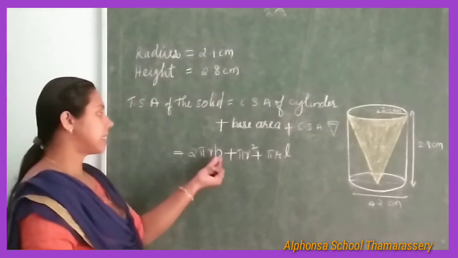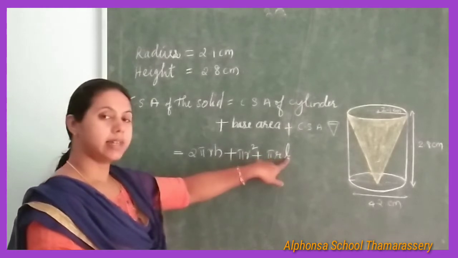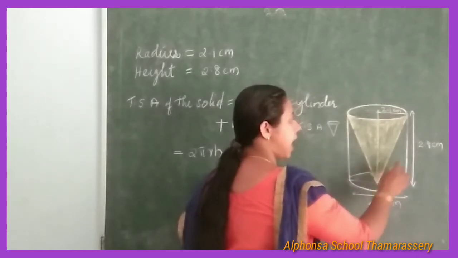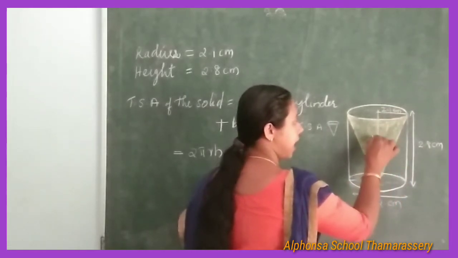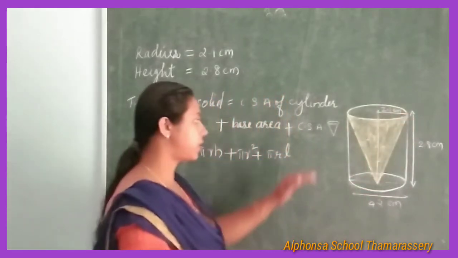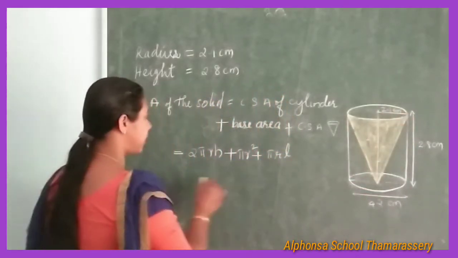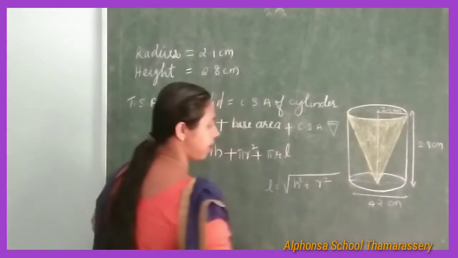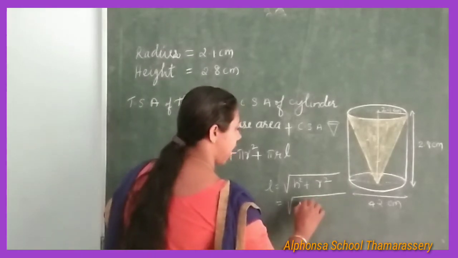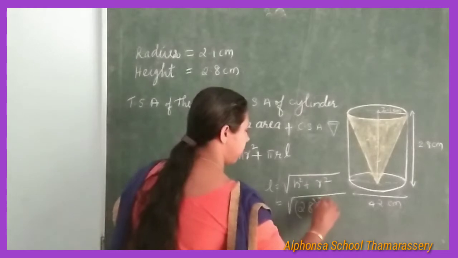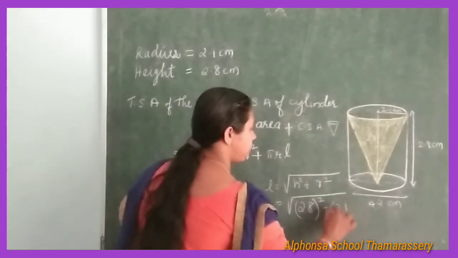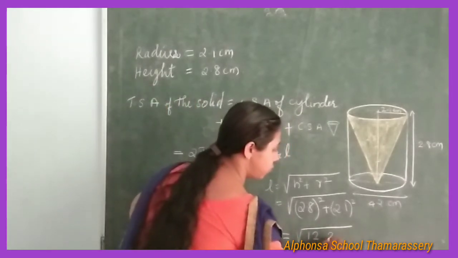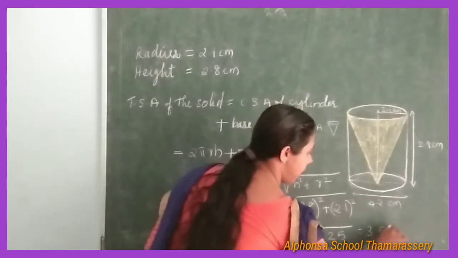Now we know the radius and height of the cylinder. We need to find the slant height. The height of the cone is same as the height of the cylinder, so this is 2.8 and radius is 2.1. So first you want to find the slant height. We know that slant height is equal to square root of h square plus r square. That is equal to square root of 2.8 whole square plus 2.1 whole square, which is equal to square root of 12.25. That is equal to 3.5 centimeter.